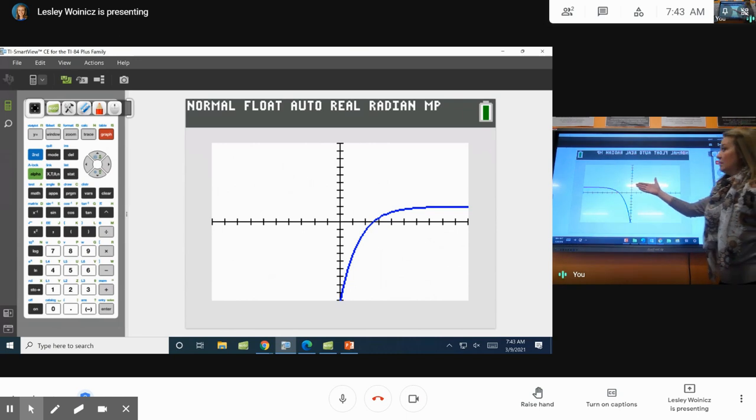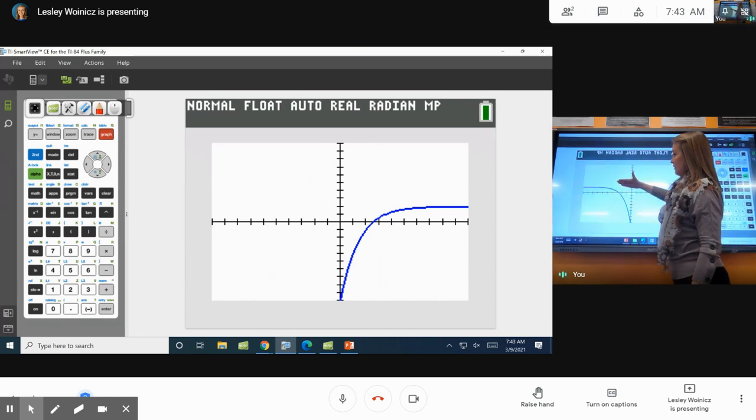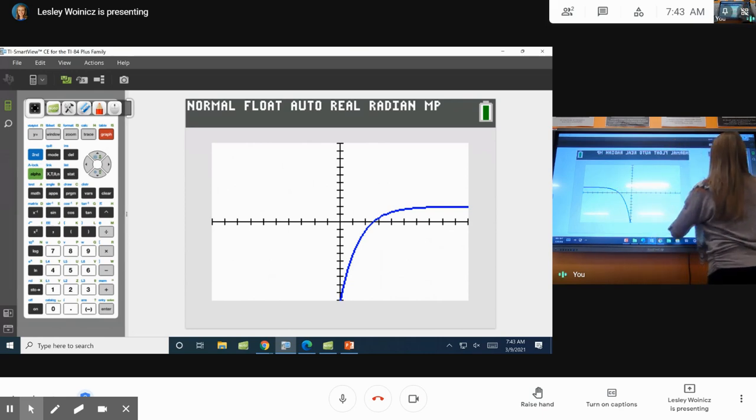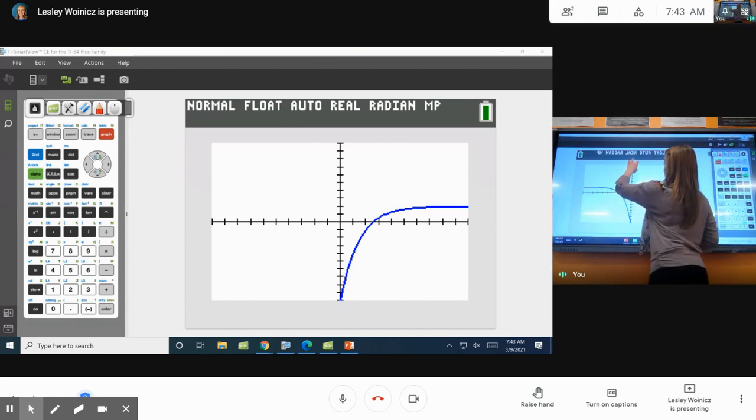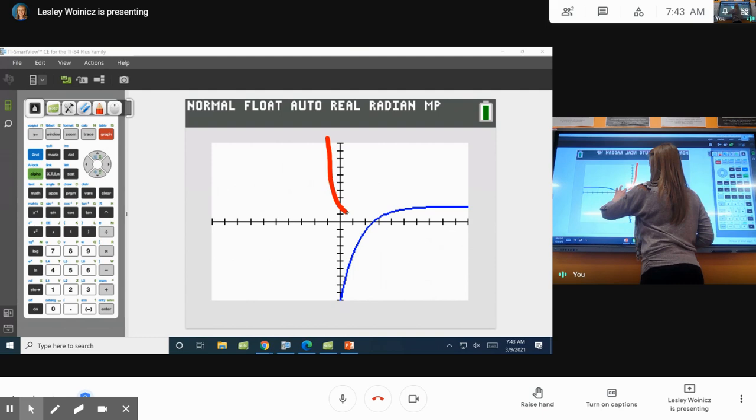You can see that we had decay, but it was reflected, and it's been stretched, and it's been shifted up 2 units. So the parent started over here.